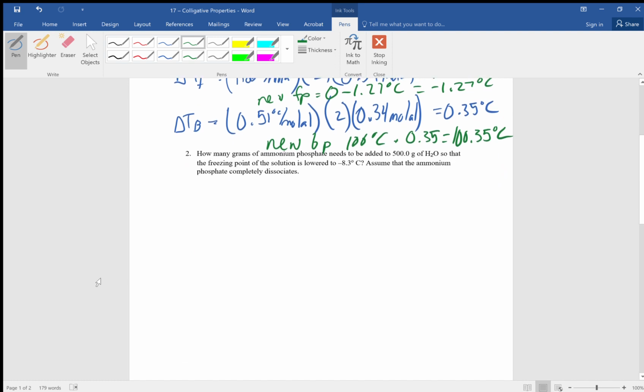All right, question 2, we're looking at something a little bit different. So now I'm saying we're going to take ammonium phosphate and we're going to add it to 500 grams of water, and we want to make the new freezing point negative 8.3 degrees Celsius. So the question becomes, how much of it do we need to add? So we know that our change in freezing point is equal to Kf times I times the molality.